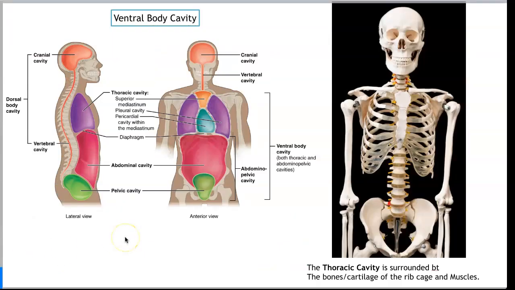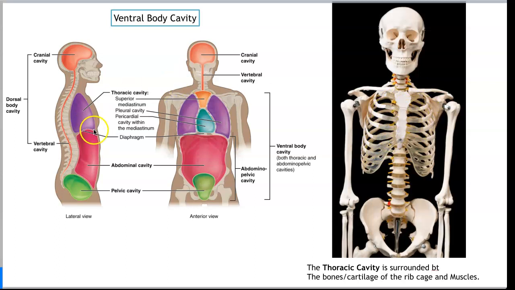Now let's get into the ventral body cavity. Now the ventral body cavity is right here. It's all in the front. It's in front of the vertebral column. So we are going to have different parts of the ventral body cavity. We're going to have this upper portion called the thoracic cavity. Here it is. Here's the thoracic cavity right here.